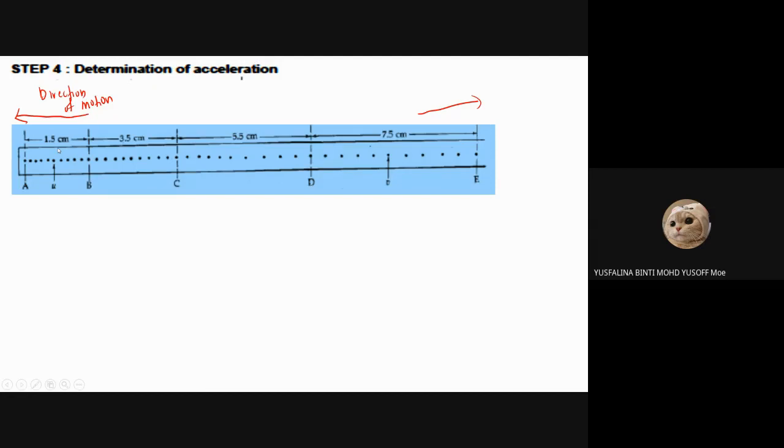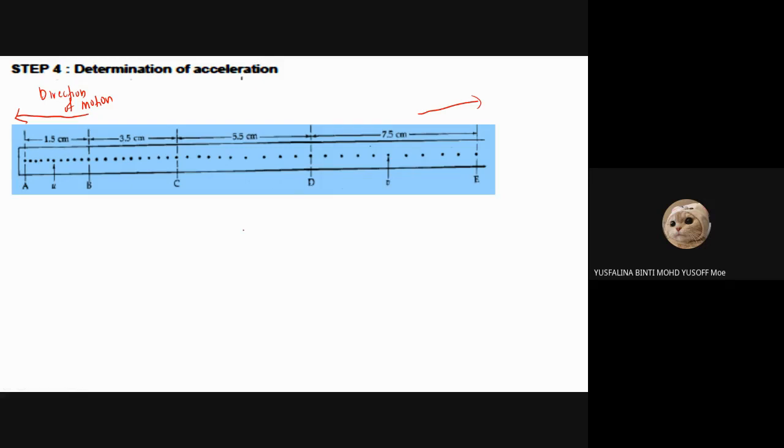So you have to see the direction of the motion first. I repeat, if the direction of motion is to the left, this part comes out first, this dot comes out first, so this one should be the initial velocity and this part will be the final velocity. But if the direction of motion is to the right, from left to right, this one should be the initial velocity and this one the final velocity.